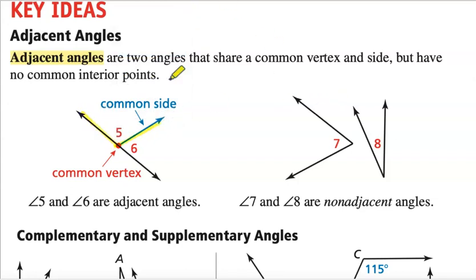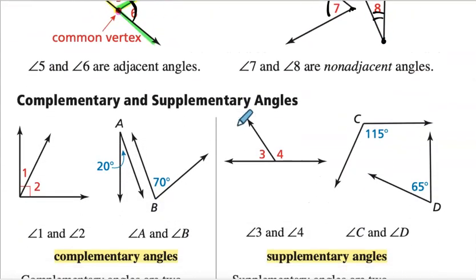So here's one angle, and they share a common side, right? And they share a vertex, a common vertex there. They have to be right next to each other. They have to share that piece. These angles here, 7 and 8, are not adjacent angles because they don't have a common vertex, right? Here's a vertex here. Here's a vertex here. So they have two different vertices, so they are not adjacent angles.